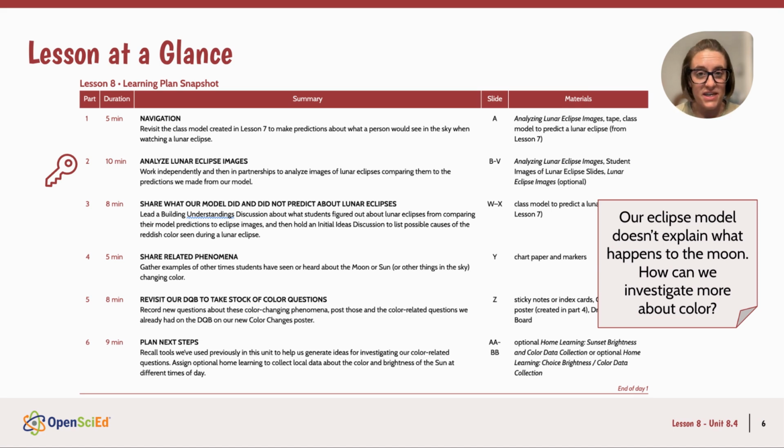Looking at this lesson, during the 1 day this lesson is, students figure out that our eclipse model from the solar eclipse doesn't explain everything that's happening to the moon, and we wonder, can we investigate more about color?